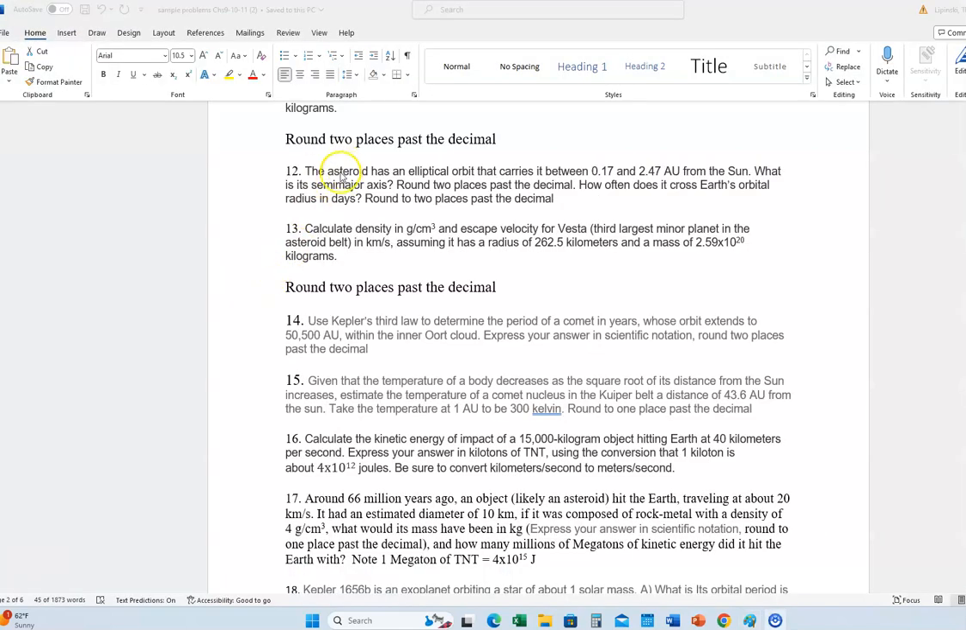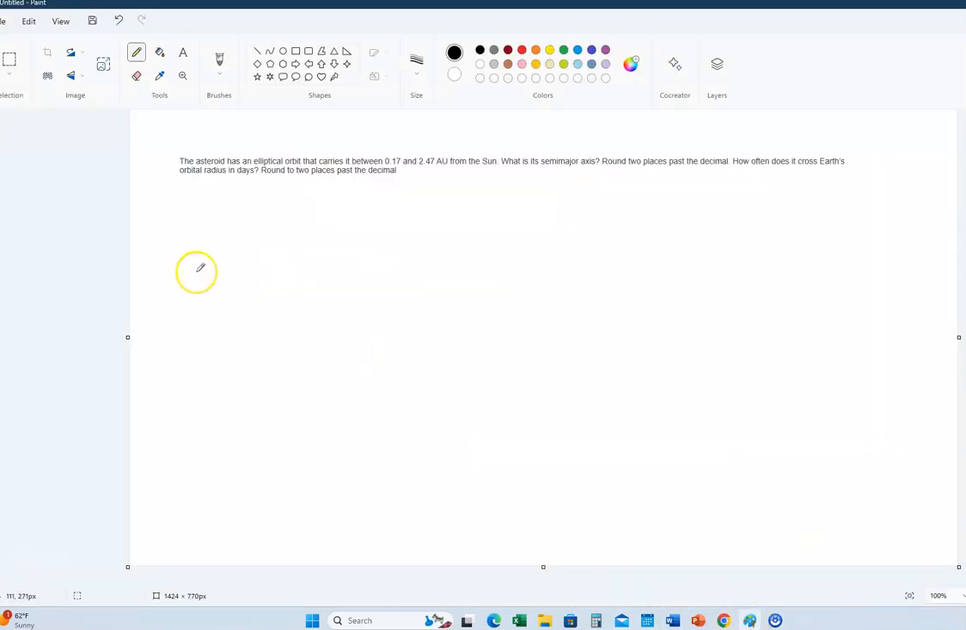All right, so this one's number 12. Okay, so number 12 says an asteroid has an elliptical orbit that carries it between 0.17 and 2.47 astronomical units from the sun. So basically, here, let's draw a little picture so it comes in like this, so really close to the sun, and then it's way, way out here.